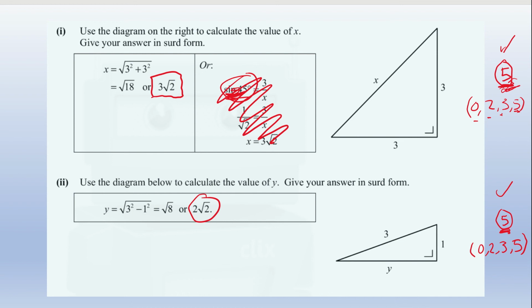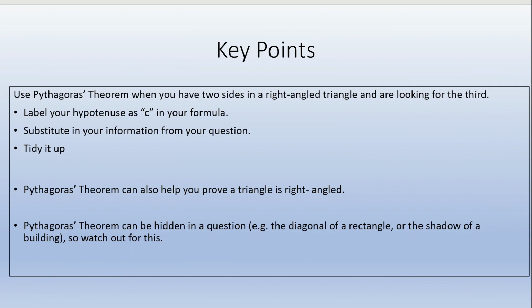Right. I think that's all I wanted to go through. Your key points. Use Pythagoras Theorem when you have 2 sides in a right angle triangle and you're looking for the 3rd side. Label your hypotenuse as C in your formula. That's probably the most important. Substitute in your formula from your question. Tidy it up. Find out what X or Y is, or whatever the question is asking you.